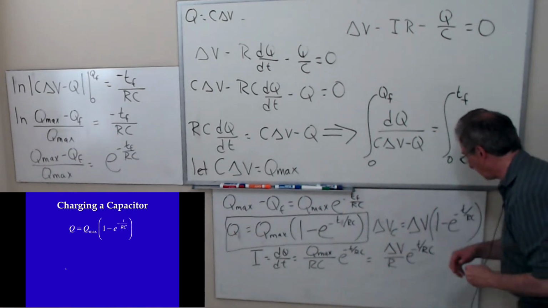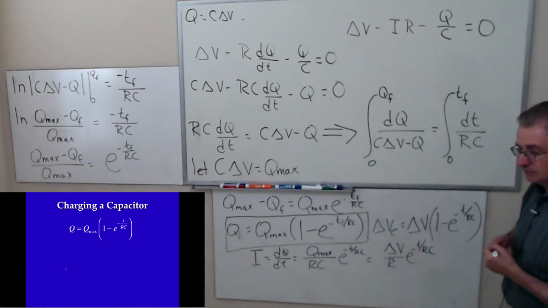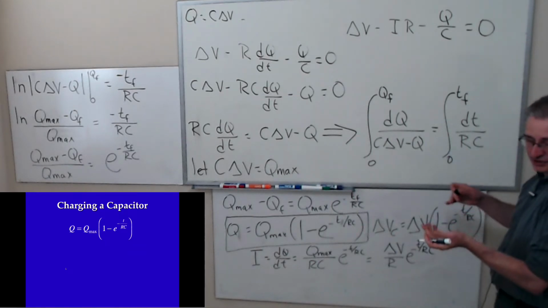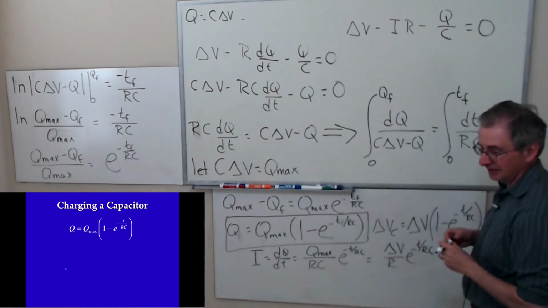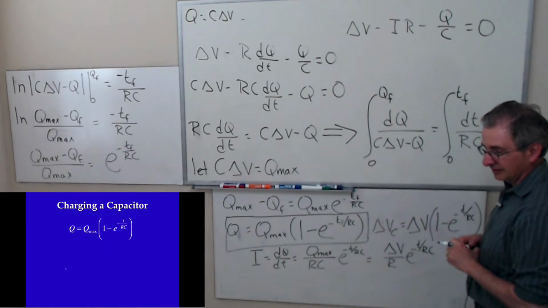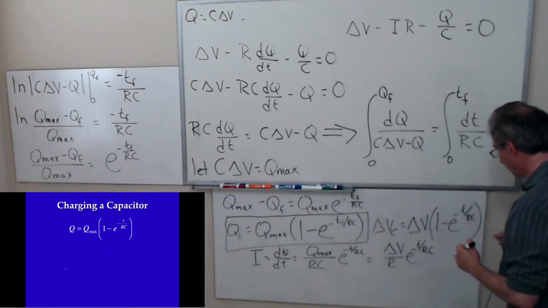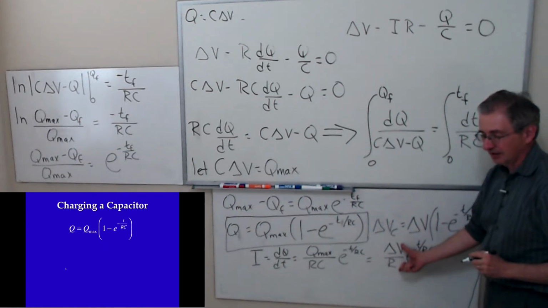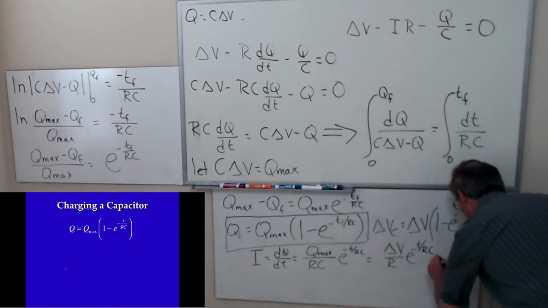And what's delta V over R? Current. When though? At t equals 0. And is this the maximum or minimum current? The maximum. Okay.